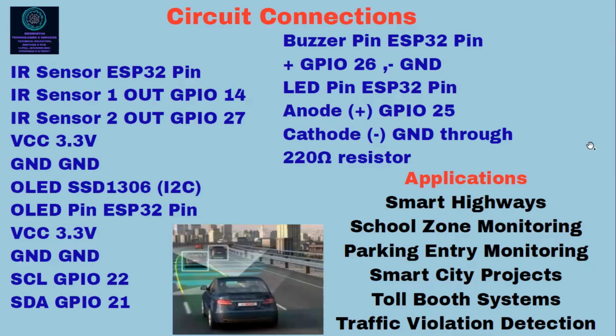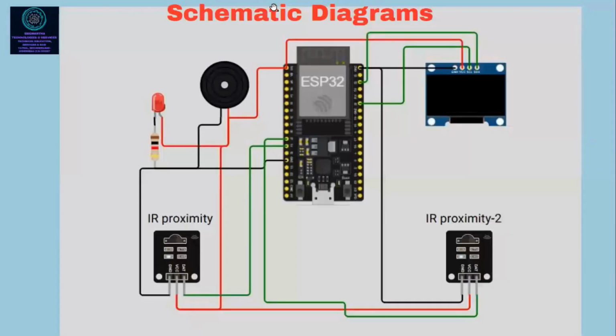Now, I've given a small schematic diagram according to this. You can check the diagram to see how the connections have been given. This has been made in Wokwi software. IR proximity 1, IR proximity 2, the two connections given to 21 and 22, one buzzer and LED. A very simple project. Let's go to our lab and check the real project.